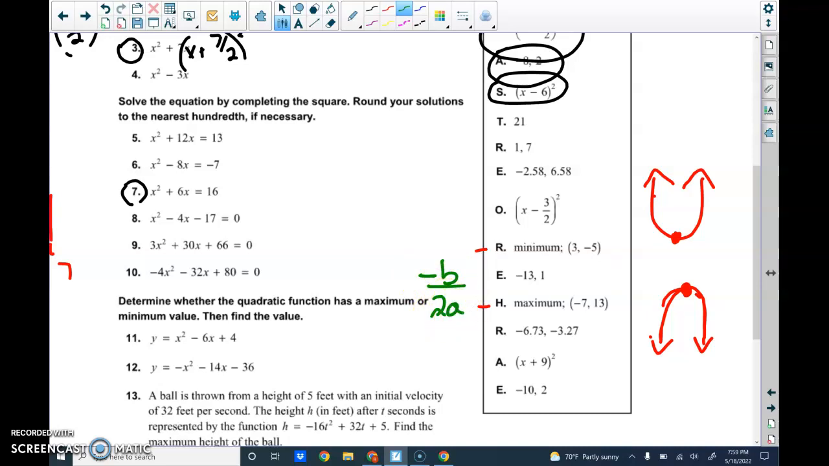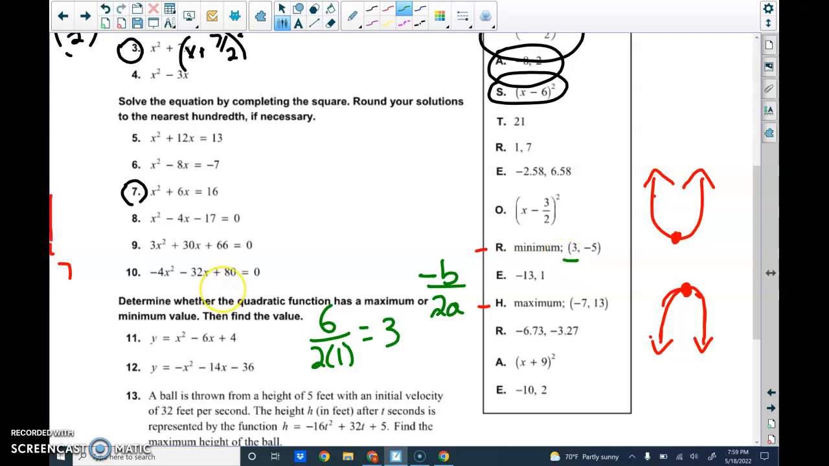Okay, so if I do negative b over 2a, remember my b is 6, so I have negative 6, which is just positive 6. And then 2 times, and again, a is 1, so 2 times 1 is 2. So 6 divided by 2 is 3. And so that gives us our x in our vertex. And so I know that one's 3.